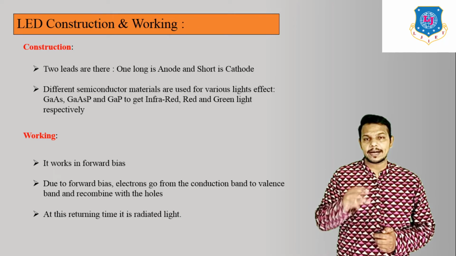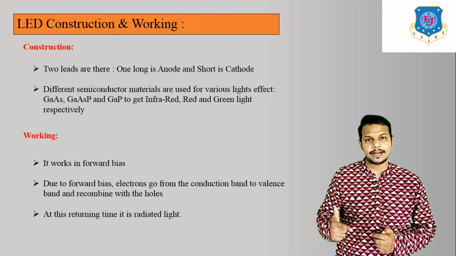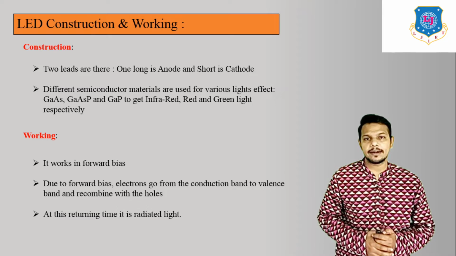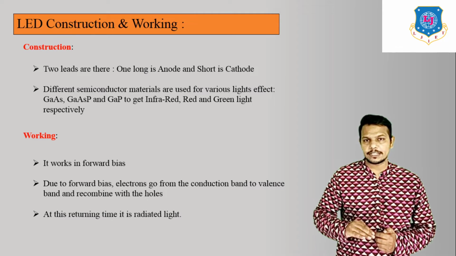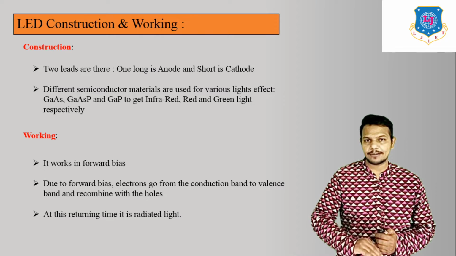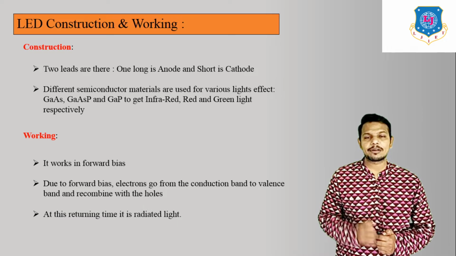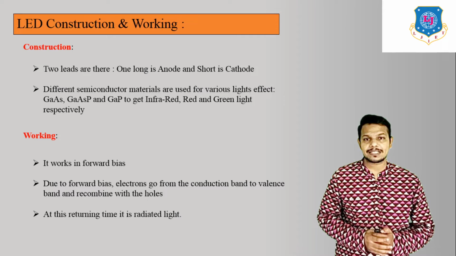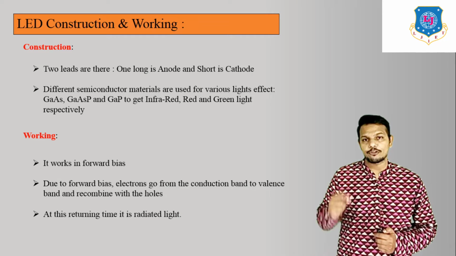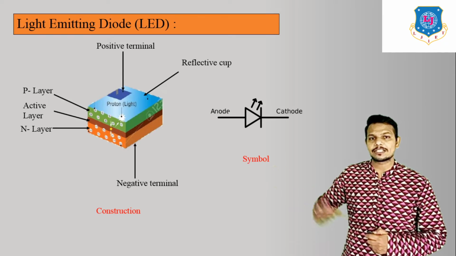Now there are three types of layer. The first one is the P layer, then the active layer, and then the N layer. The P layer is the top layer, then after this the active layer, and then the N layer. Here we have to remember that the P layer should be on top, because the recombination process is happening in the P layer. That's why light is emitted from this layer. So we can understand easily from this construction.